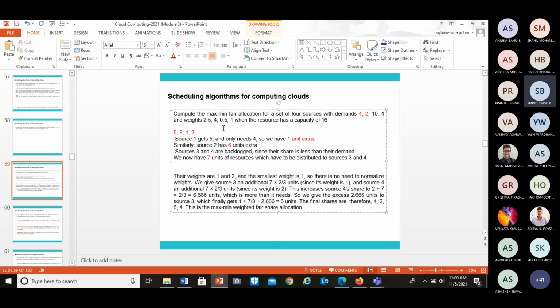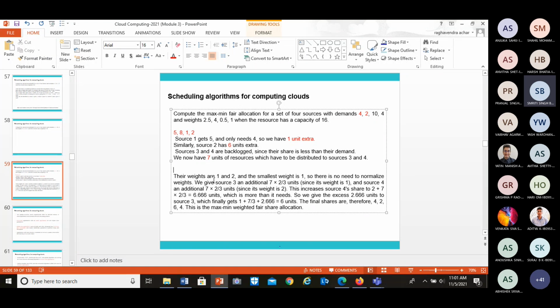So 7 you have to distribute to the last two users. What is the weightage given? It is 0.5 and 1. In the sense, suppose one is getting 1 and the other will get double of that. So that means one third of 7 will be given to user 3. Then 2/3 of 7 will be given to user 4.